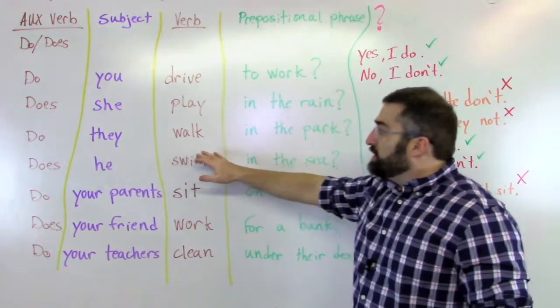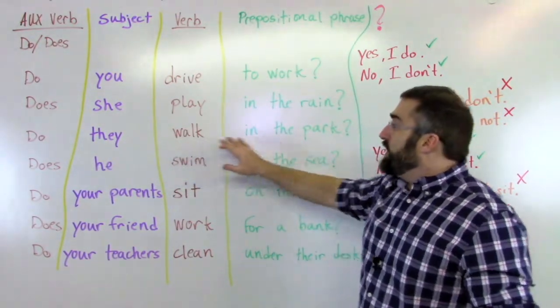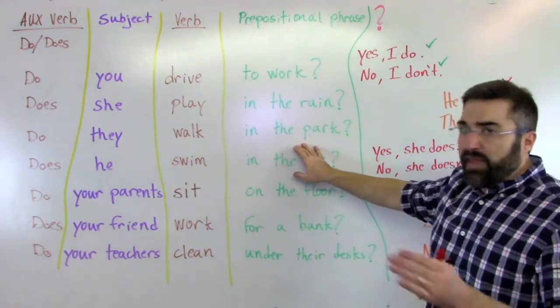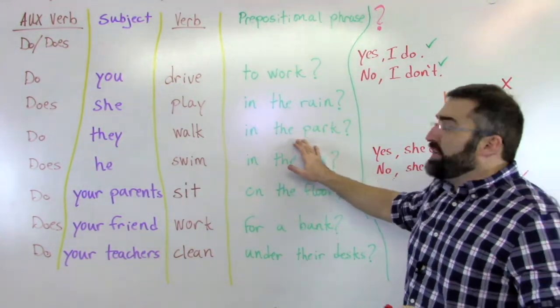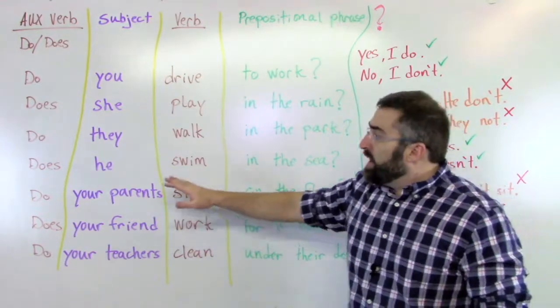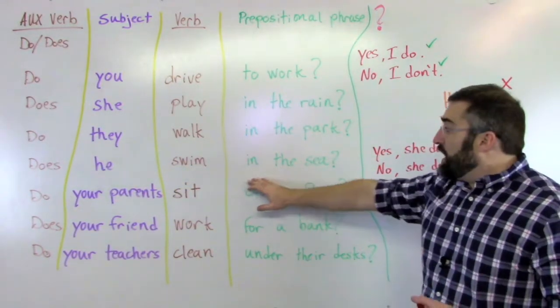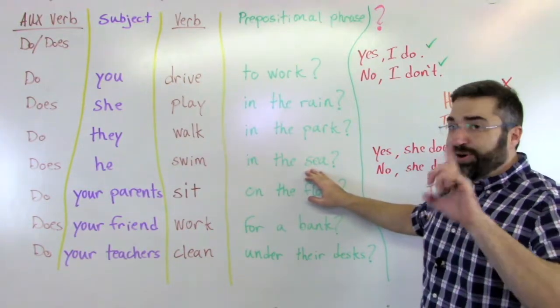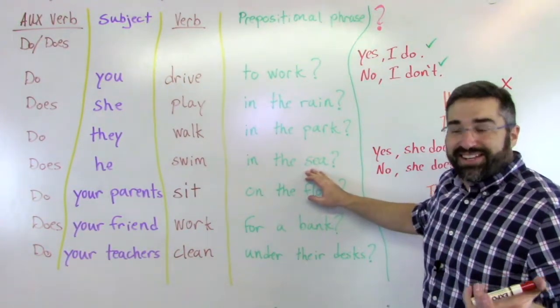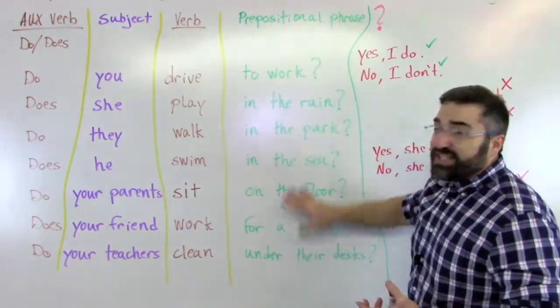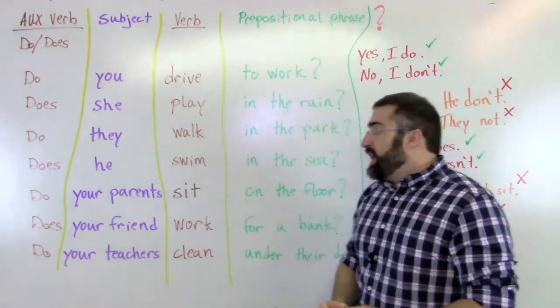Do they walk in the park? Yes, they walk in the park. They don't walk on the beach. They don't walk in the forest. Does she swim? Yes, she swims. Does she swim in the sea? No, she doesn't swim in the sea, okay? So we use the preposition to get more information.